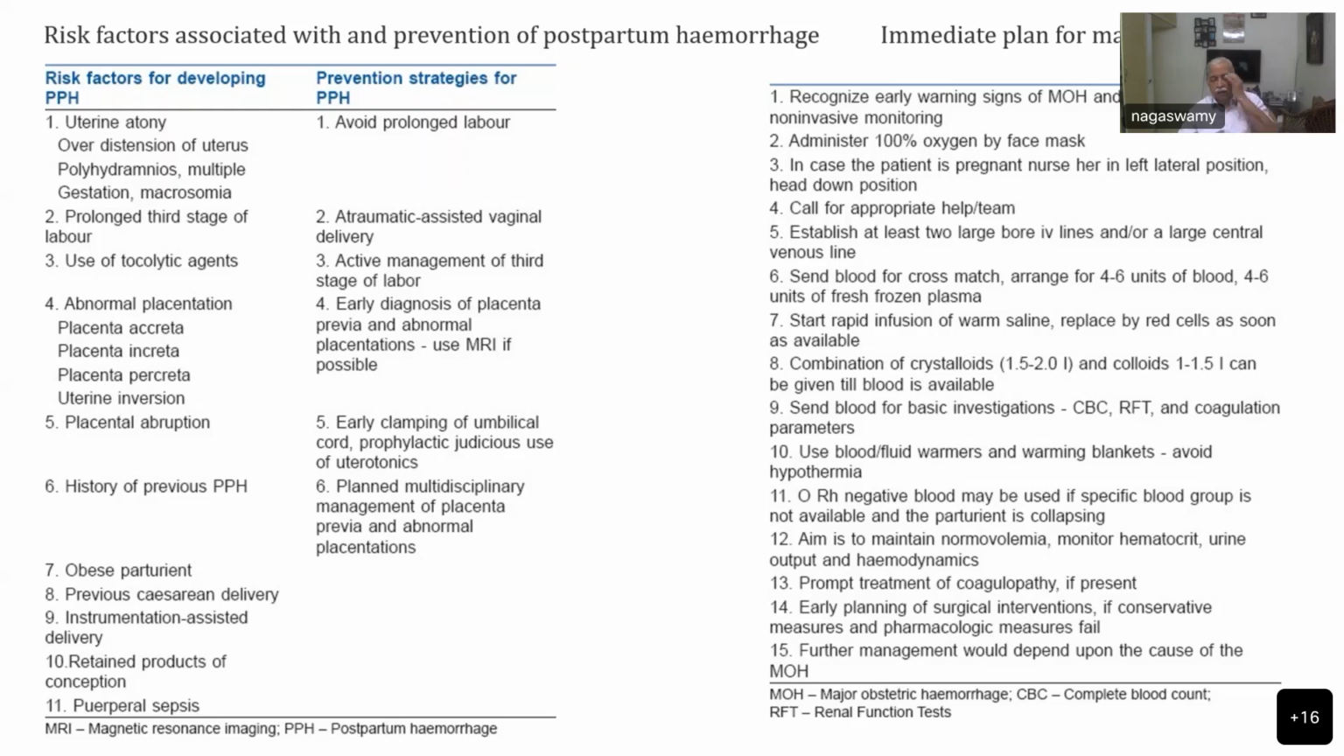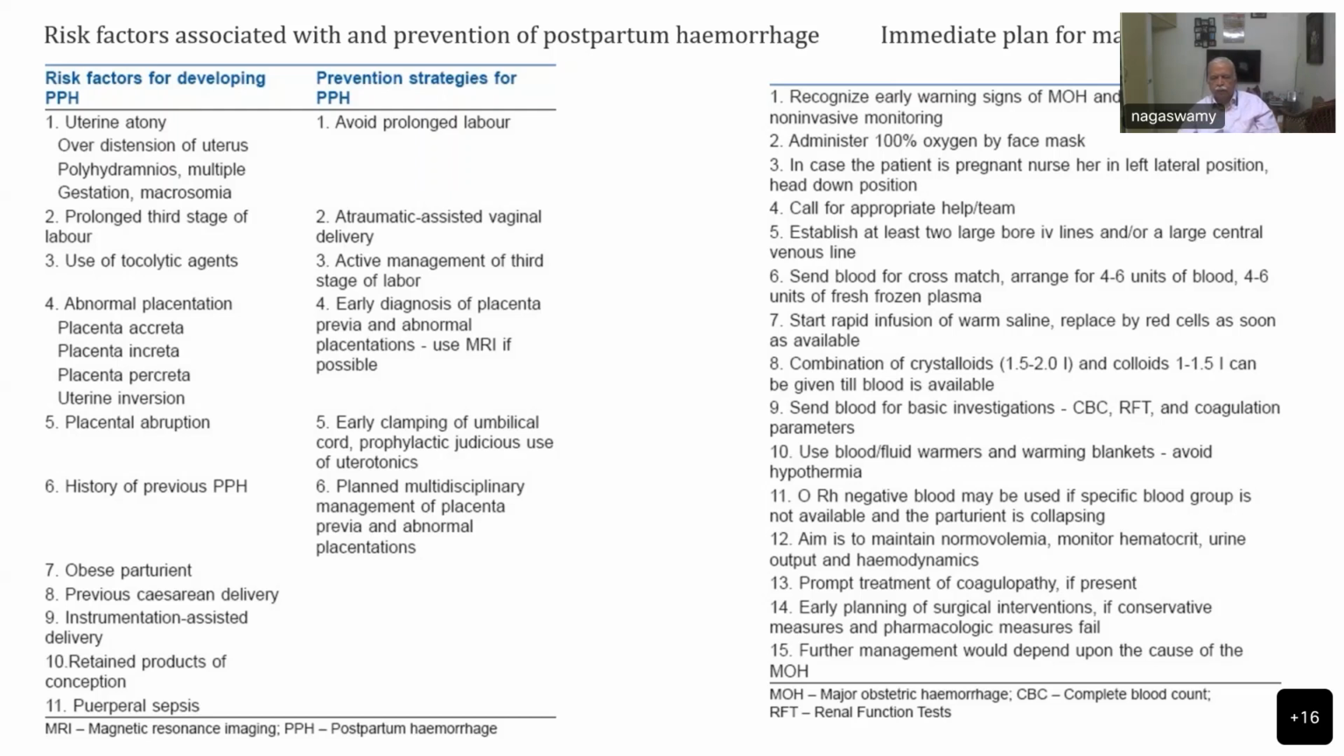But nowadays, majority of the women undergo blood grouping and cross matching in the antenatal period itself. Start rapid infusion of warm saline. So this is very, very important to prevent hypothermia, even during the administration of crystalloids. So start using crystalloids, 1.5 to 2 liters. Don't go beyond 2 liters to fill up the circulation. That will cause a dilution, and that will prolong the coagulation time and cause more bleeding.